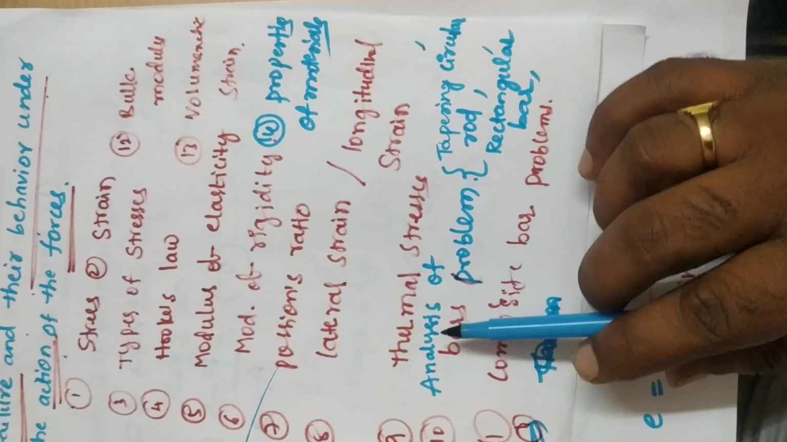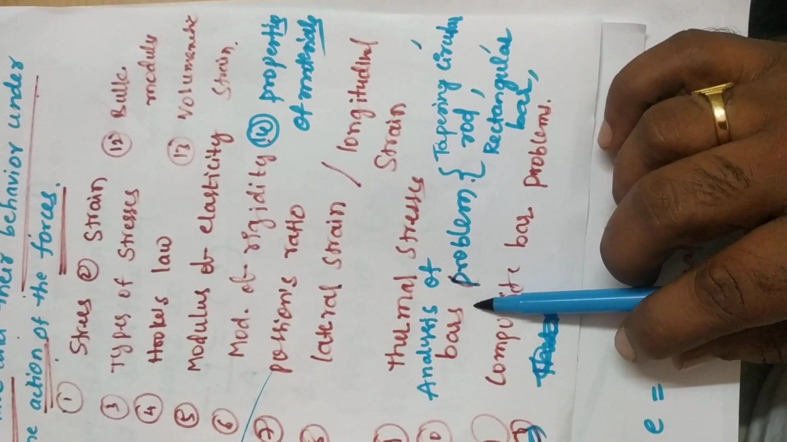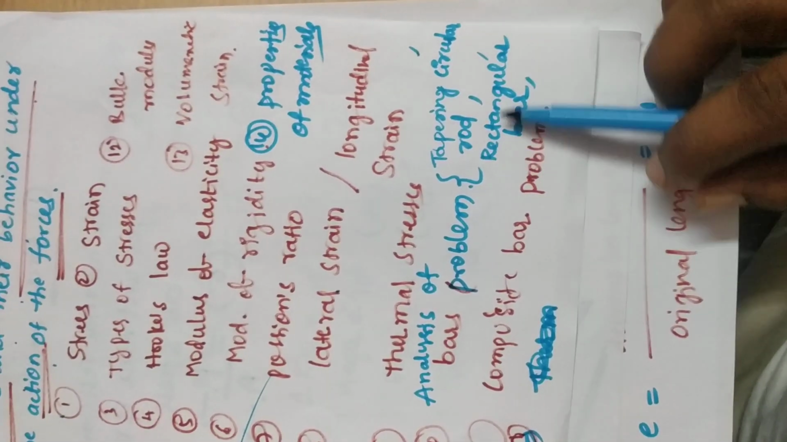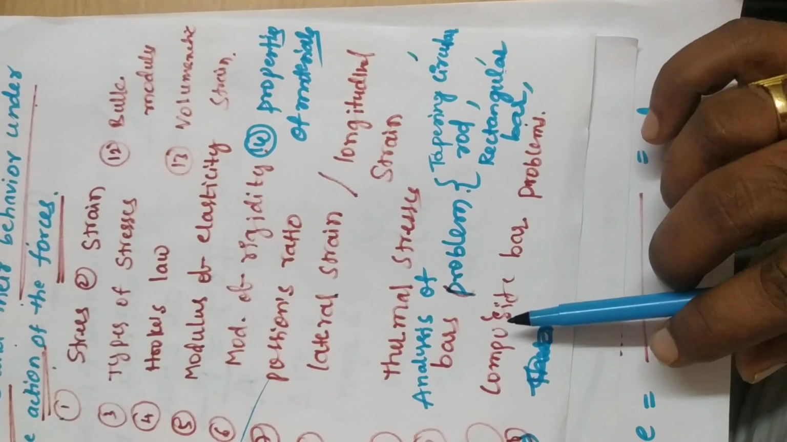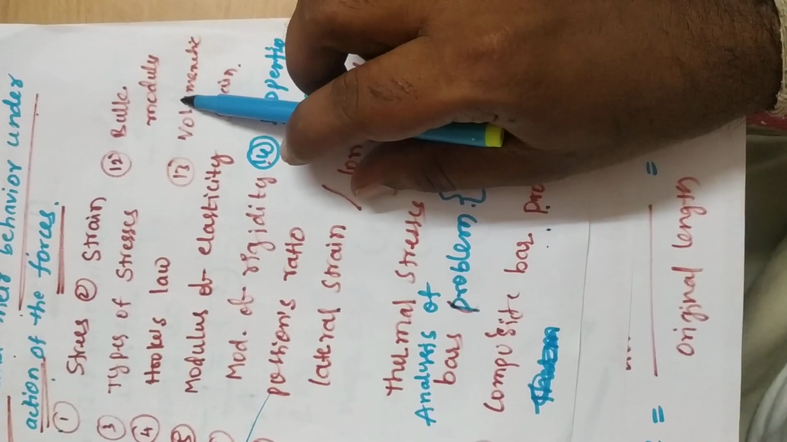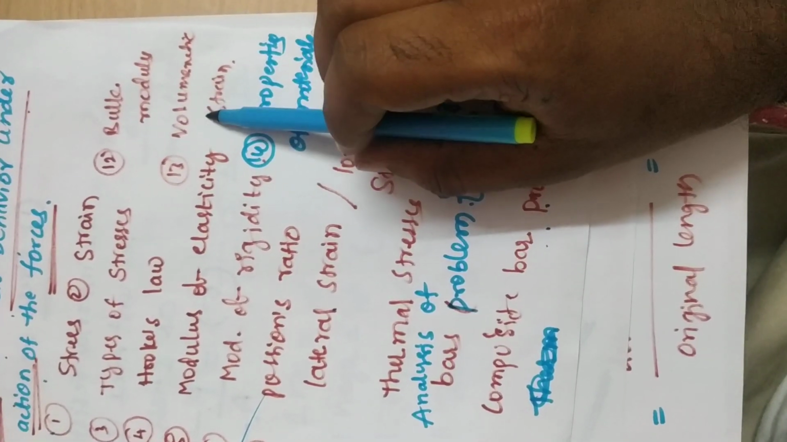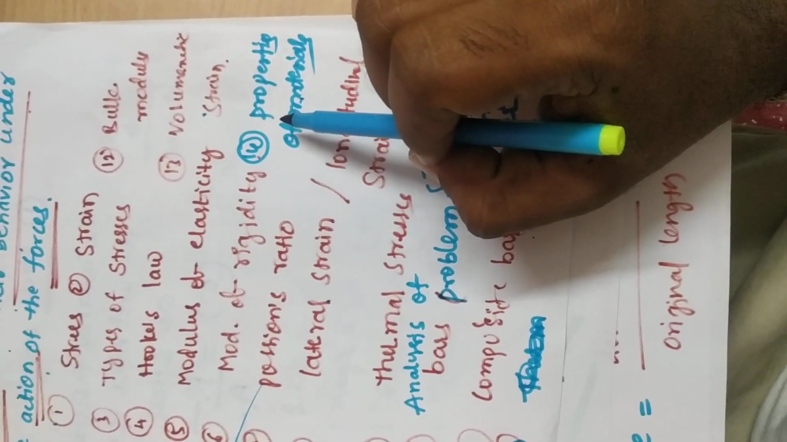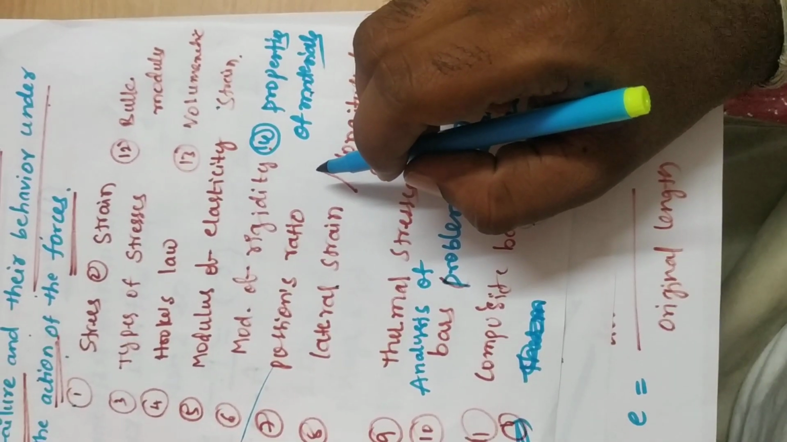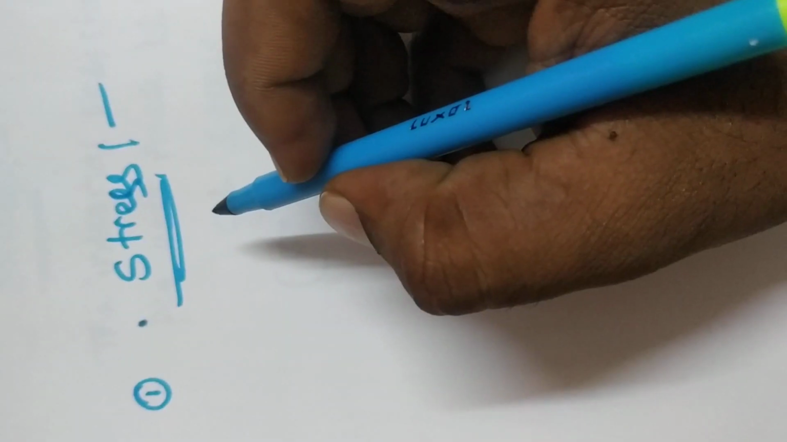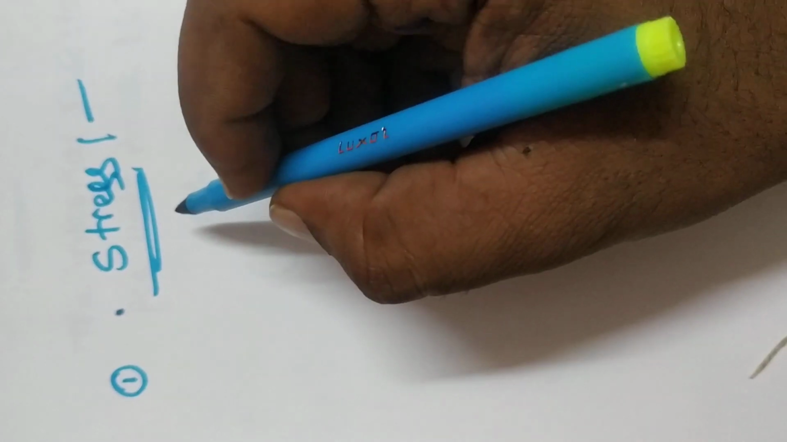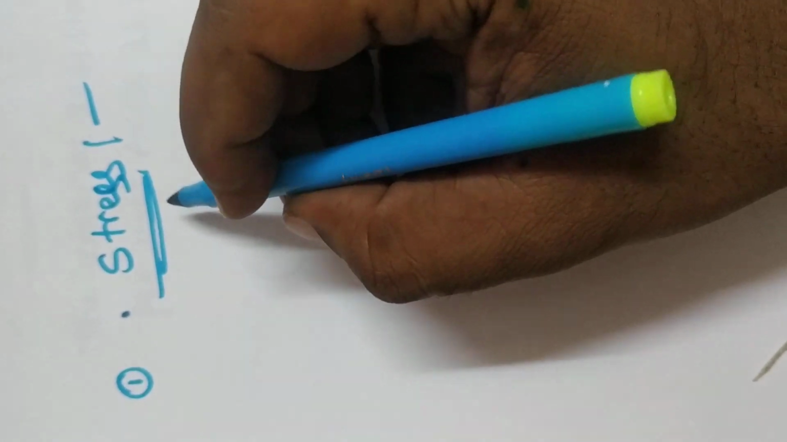Then next one is analysis of bars and problems. Then tapering circular rod, then rectangular bar. Then next one is composite bar and their problems. Then bulk modulus, then volumetric strain, then properties of materials, then stress strain curve. These are very important. So in this chapter, first one is stress. What is the definition of stress?